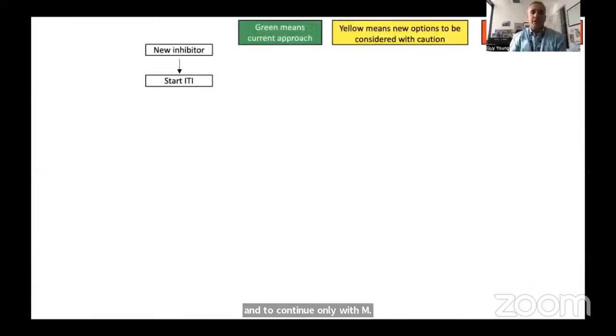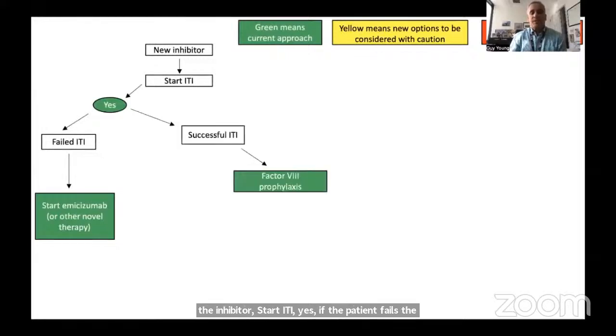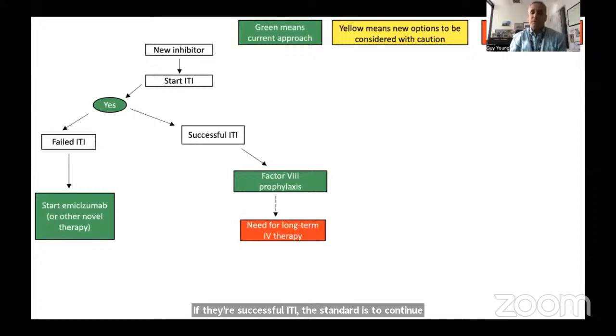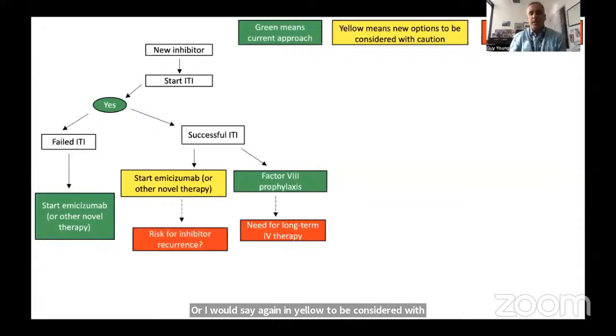And if we take a look at the inhibitor algorithm, start ITI, yes. If the patient fails, the standard of care now is to start emicizumab or, in the future, another novel therapy. If there's successful ITI, the standard is to continue factor VIII prophylaxis, but you have the issue of the need for long-term IV therapy. Or, again in yellow, to be considered with caution, is to start emicizumab. The issue here is what is the risk for inhibitor recurrence? And we don't really know that.